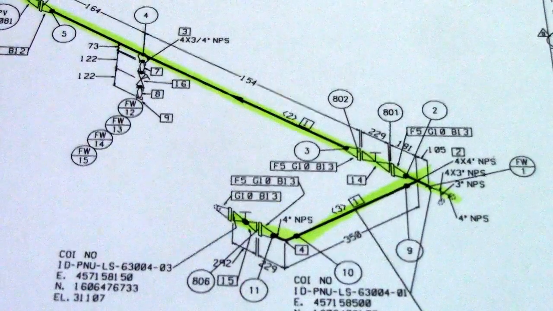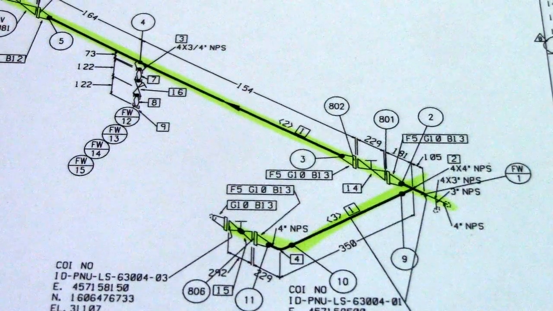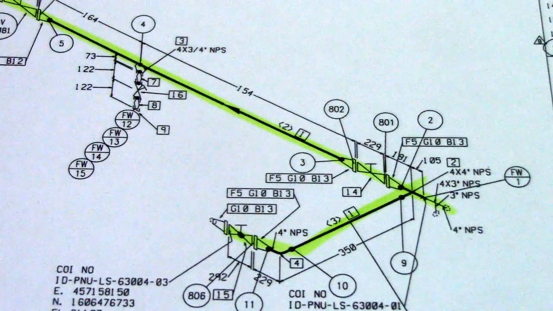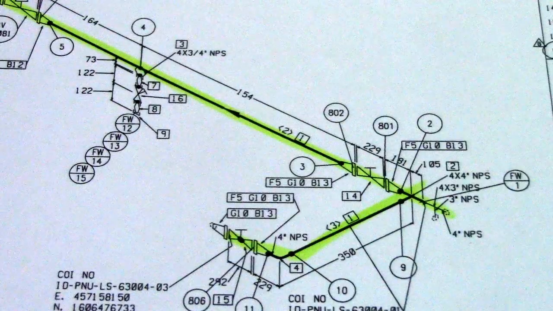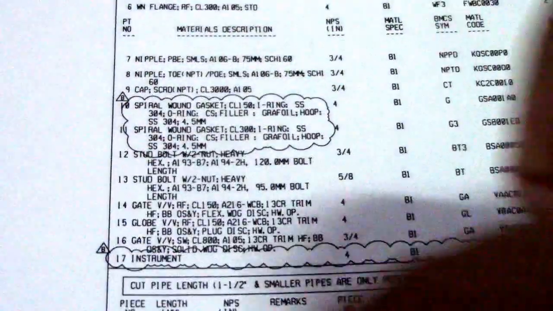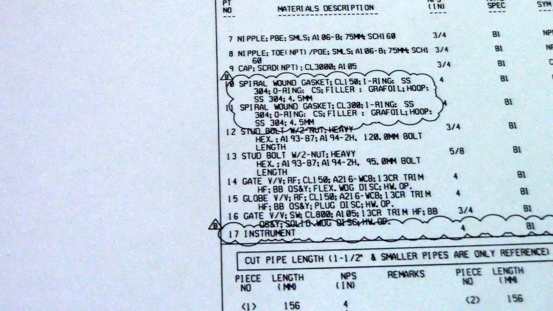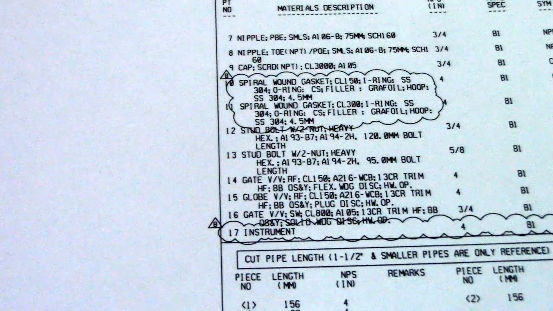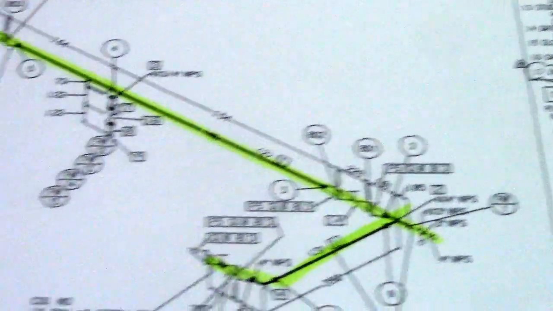That is how to check all the materials in this isometric drawing against the BOM. This is important for this isometric drawing. You need to check all the fittings, all the valves, all the pipes or spools. Okay, so this is it.